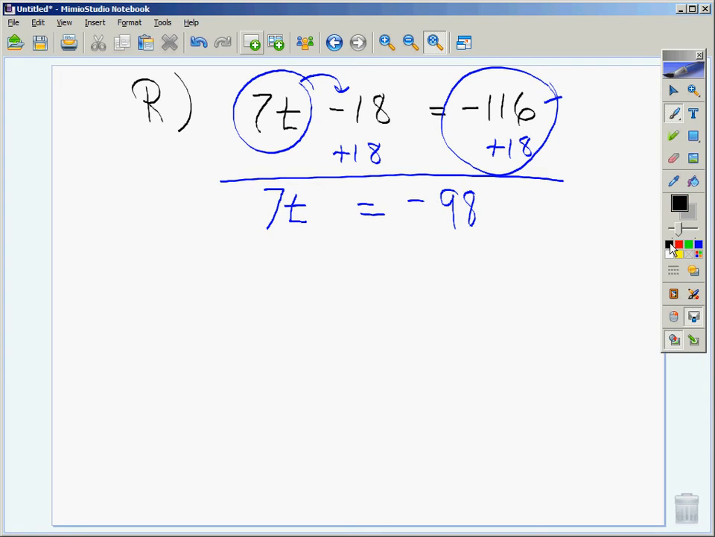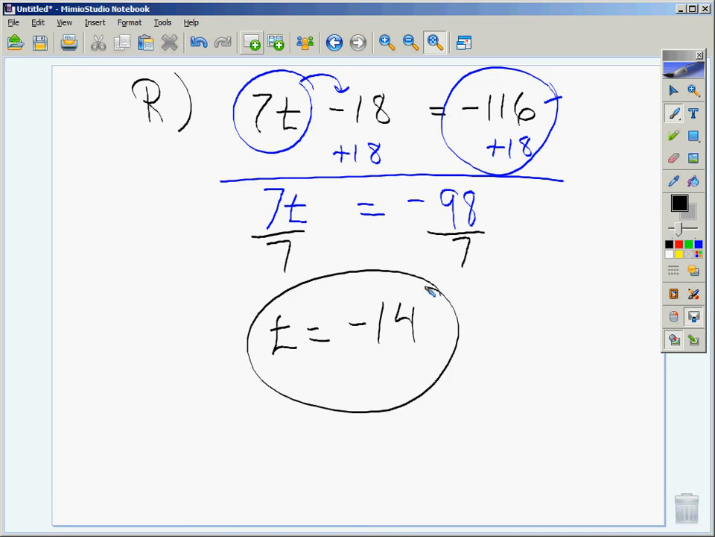Next thing I'm going to do, divide by 7. A negative divided by a positive is going to be a negative, and it goes into it 14 times. So it would be a negative 14. We good? W?